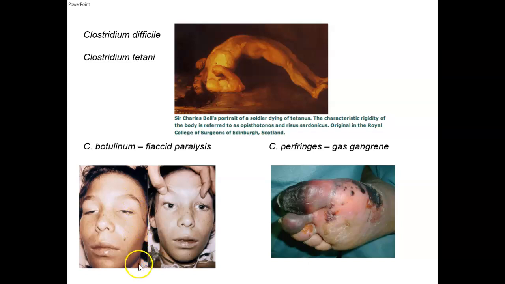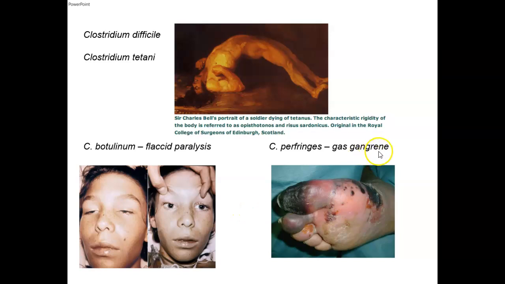We've all heard of botulism. Clostridium botulinum is the bacteria that causes botulism, and it also makes a toxin, but unlike Clostridium tetani, botulism causes flaccid paralysis. So if you have tetanus, all your muscles contract. If you have botulism, all your muscles relax to the point, again, that you can't breathe. And so in this picture, this child can't even open their eyes. They have botulism. And both of these diseases are very deadly.